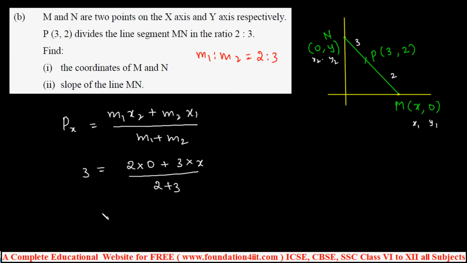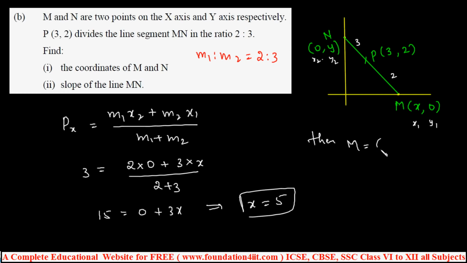2 plus 3 is 5. Take this side: 15 is equal to 2 into 0, 0 plus 3x. And from this, x is equal to 5, right? 0 plus 3x, 3x. So 3, take this side, divide by 3. x is equal to 5. Then the point M, the coordinate of M is equal to 5 comma 0. That is, we got the M coordinate.